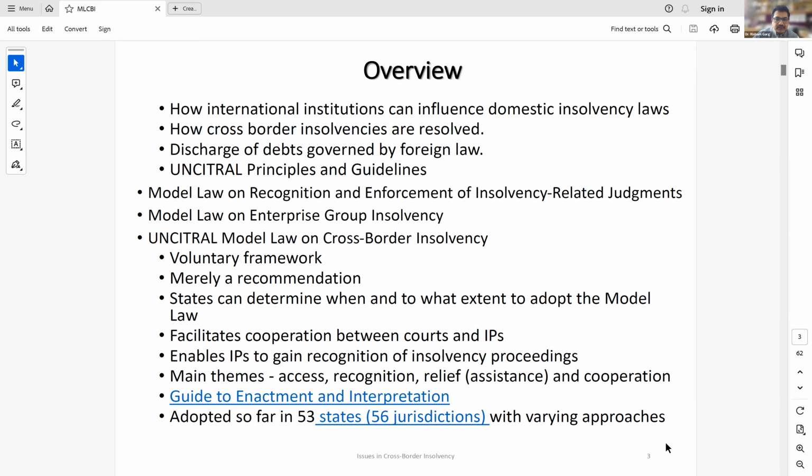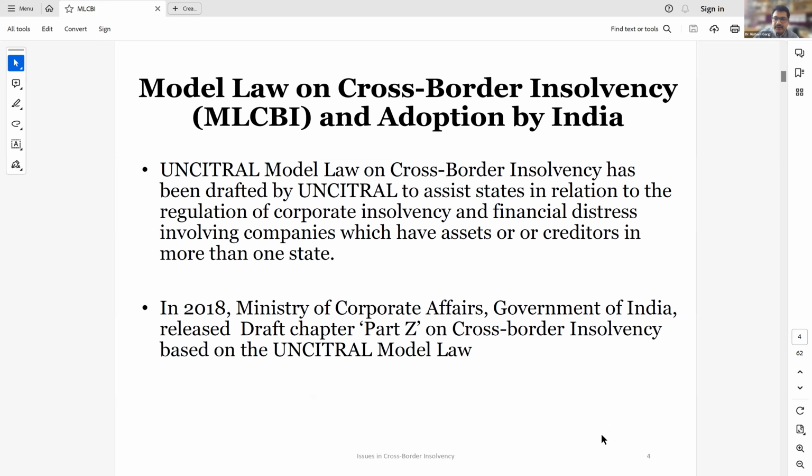So what is the UNCITRAL model law on cross-border insolvency? Few aspects. There is a voluntary framework and it's merely a recommendation. States can determine when and to what extent to adopt the model law. It also facilitates cooperation between courts and the insolvency professionals. The model law enables insolvency professionals to gain recognition of insolvency proceedings. The main themes are four: access, recognition, relief, and cooperation. And so far, around 53, 54 countries have adopted the model law.